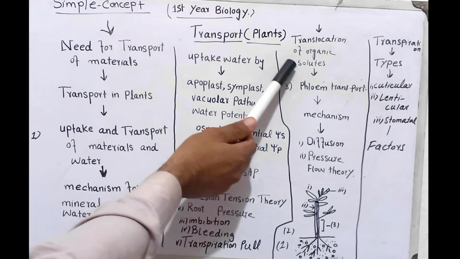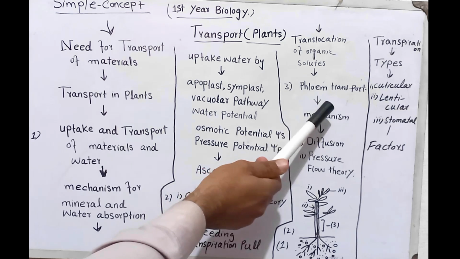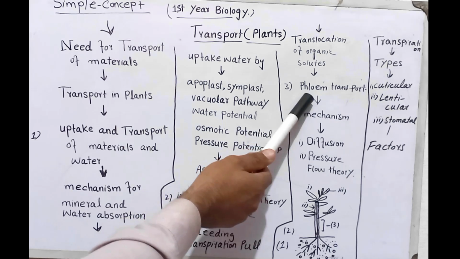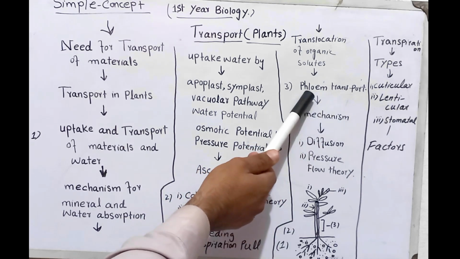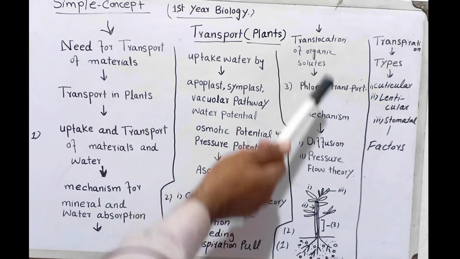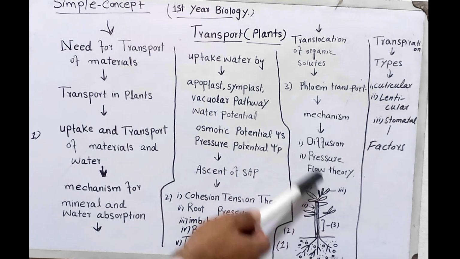In a similar way, translocation of organic solutes. For example, organic solutes flow in plants by phloem transport. Phloem tissues are used for the transportation of organic solutes. The mechanism is defined in the pressure flow theory.